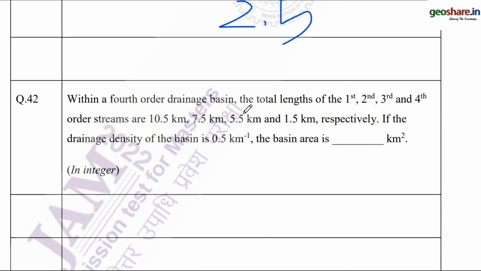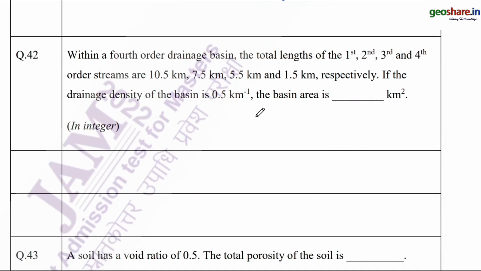Within a 4-order drainage basin, the total lengths of the first, second, third, and fourth order streams are 10.5 kilometers, 5.5 kilometers, and 1.5 kilometers. If the drainage density of the basin is 0.5 kilometer per square kilometer, the basin area is dash kilometers square. Answer will be 50.